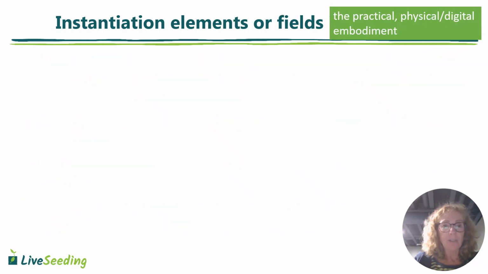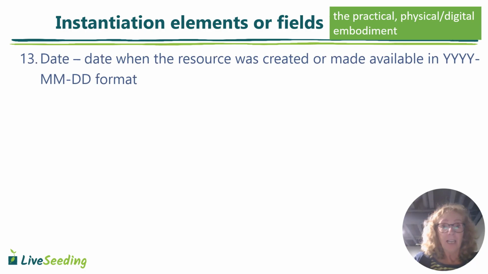And then this last strange instantiation elements or fields, all to do with the digital resource actually. So the date, and this isn't the date that the data was collected, it's the date that this material was made available in a format for public use. So when was it uploaded to a repository, for instance?